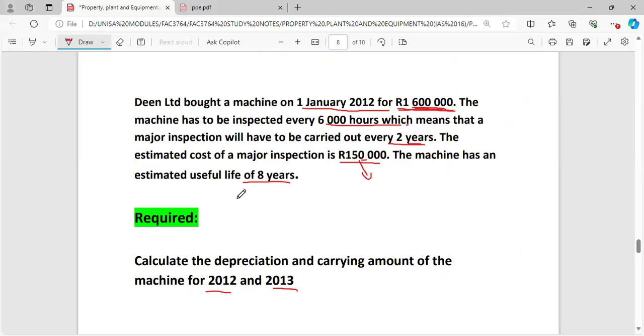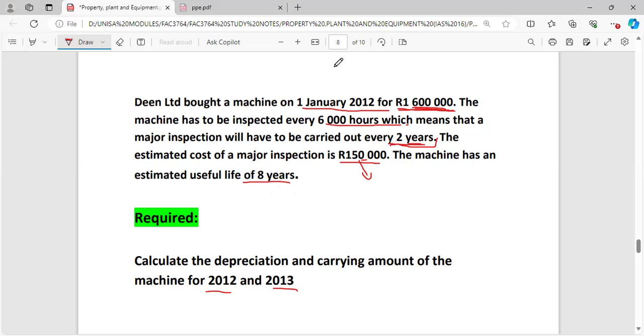The machine is going to have an estimated useful life of 8 years. And the inspection component is going to be carried out after every 2 years. So which means when we depreciate the inspection component, we are going to use 2 years. When we depreciate the machine, we are going to use 8 years.